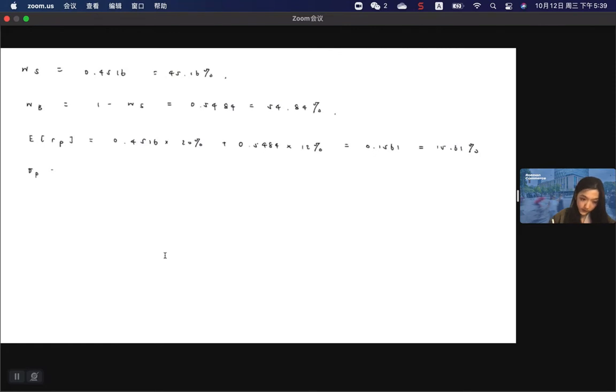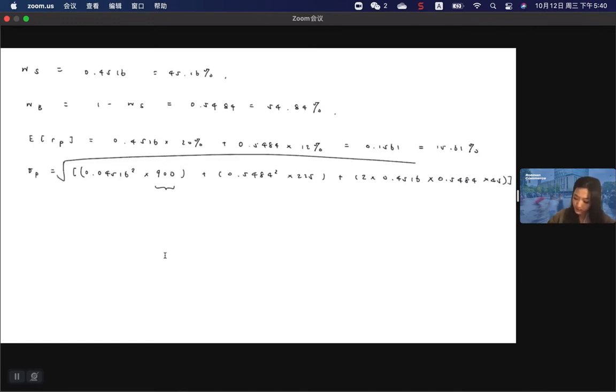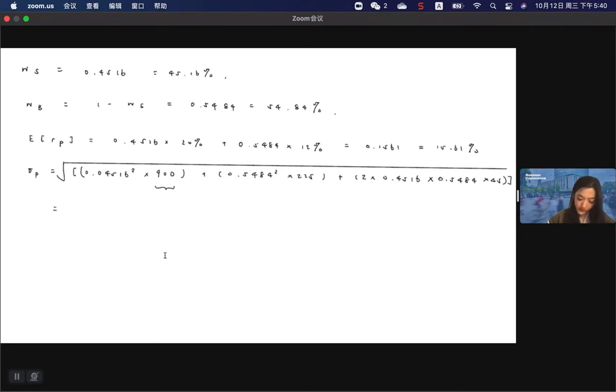0.04. This is their standard deviation squared, which is the variance. And 0.5484 plus 2 times 0.46 times 0. This is such a long question. And this whole thing, take the square root of it, and you should get 16.54%.